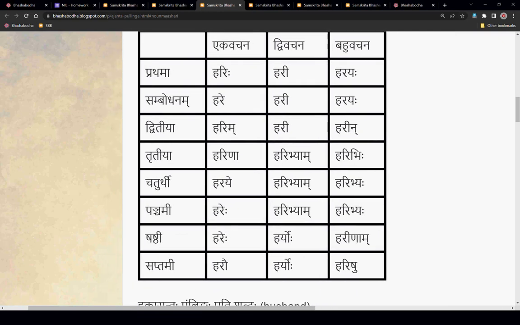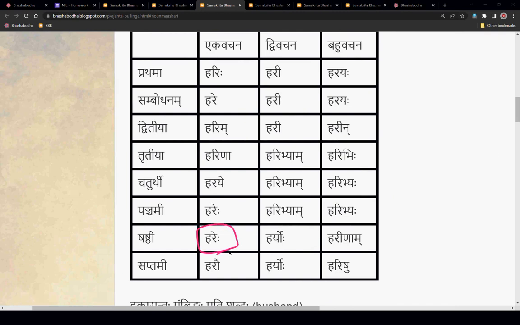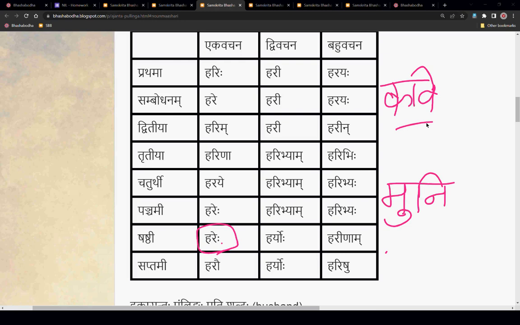So what is it? Hari, Harehe. Kavi becomes Kavehe. What is the other one? Muni. Muni becomes Munehe. Just like we said Balakasya Pustakam, if a Pustaka belongs to Kavi, how do we say it? Kavehe Pustakam.